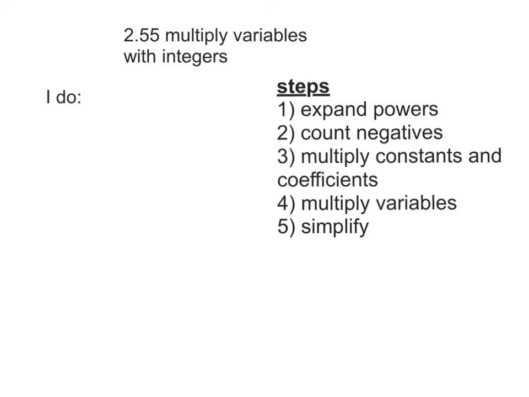The third step is to multiply any constants and coefficients. So those are just any numbers in the problem you're going to multiply together. Fourth step is to multiply our variables, and I'll show you how to do that when we get into our problem. And then our very last step is just to simplify, and that just means cleaning up our work. So our very first problem that we're going to do is negative 2x times 3x times negative 4.